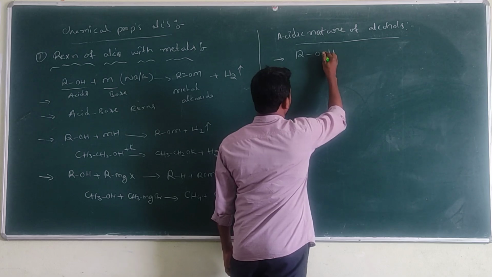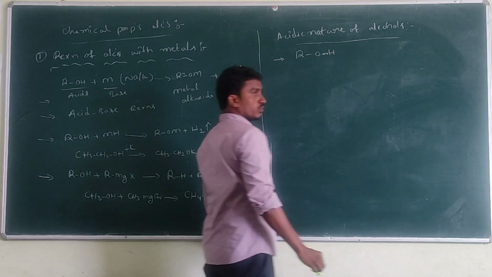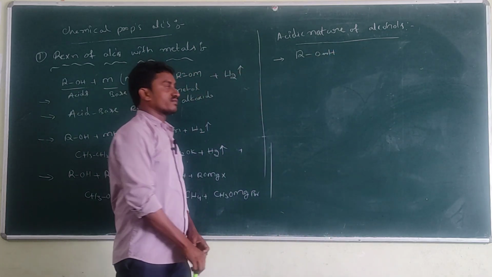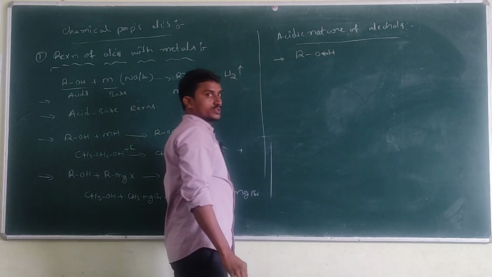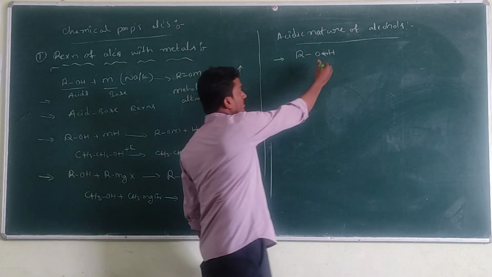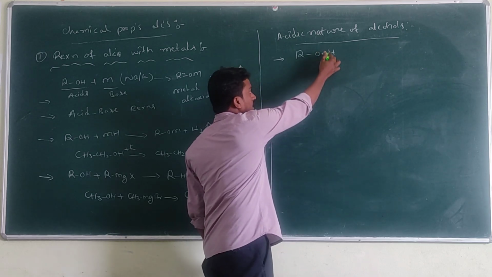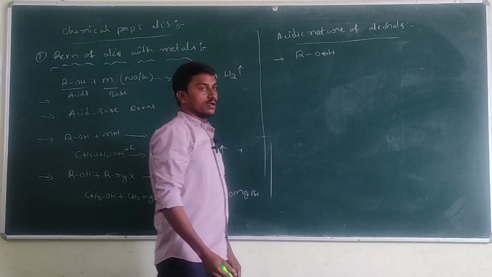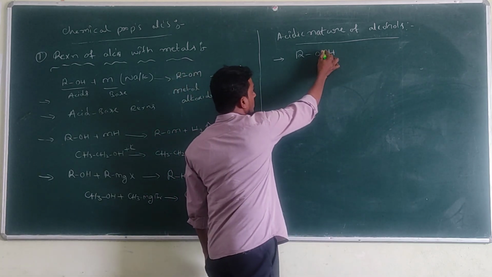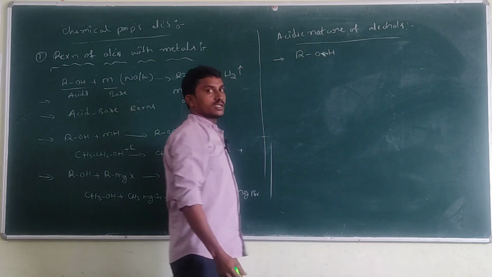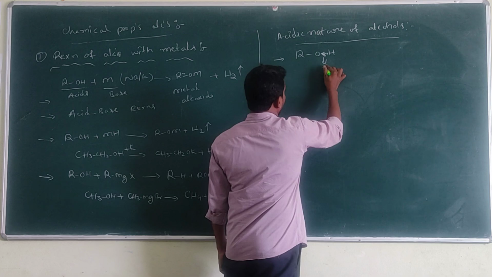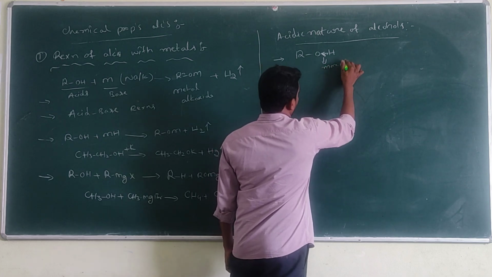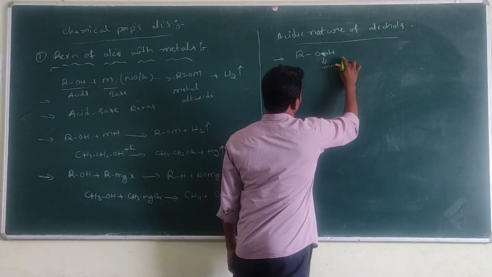In this oxygen-hydrogen bond, the two electrons of the bond are attracted by the oxygen atom. Here two electrons are present: one is the oxygen electron, the other one is the hydrogen electron. The hydrogen electron is also attracted by the oxygen atom. So here they can exhibit more polarity.